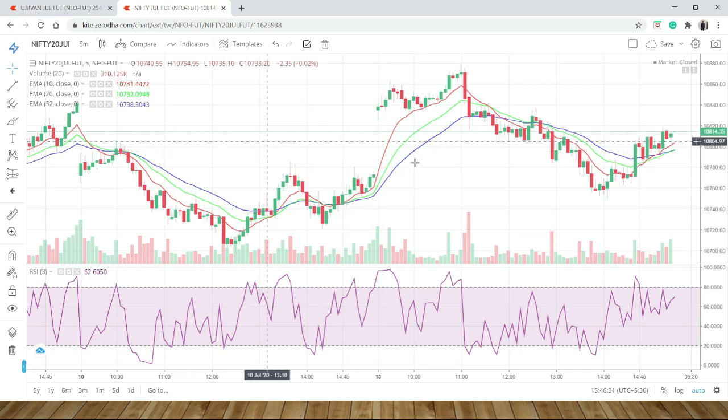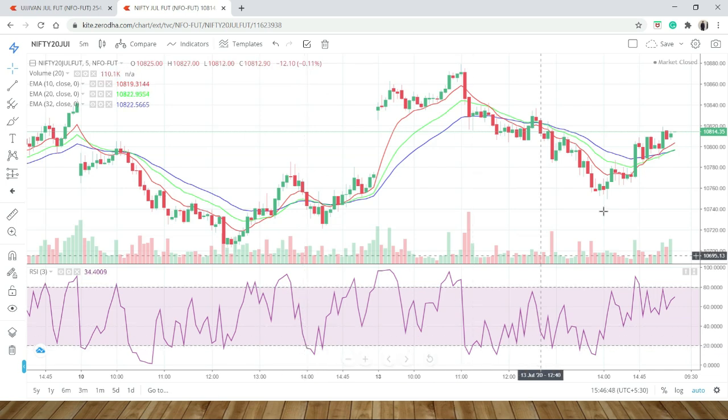So actually I have put all the indicators over here. This is the 10 EMA, 20 EMA, 32 EMA. The colors are in RGB form, and this is the RSI. The period is 3, and this is 18, the overbought zone, and this is 20, the oversold zone.